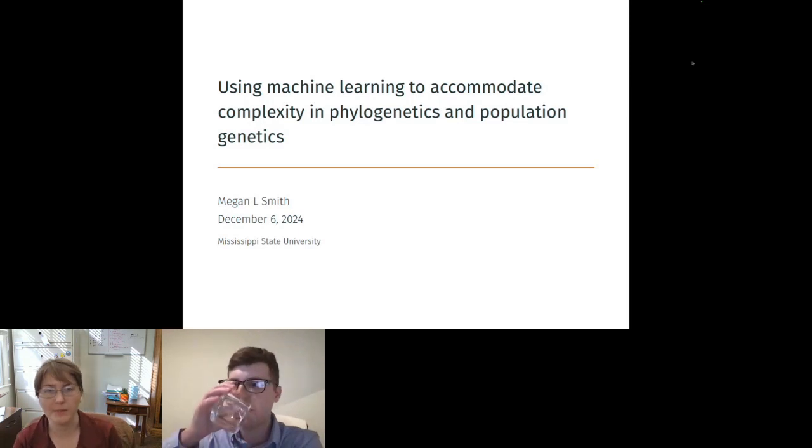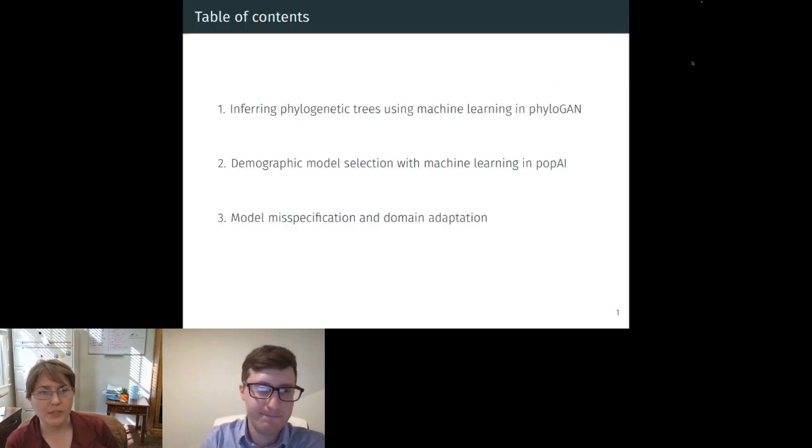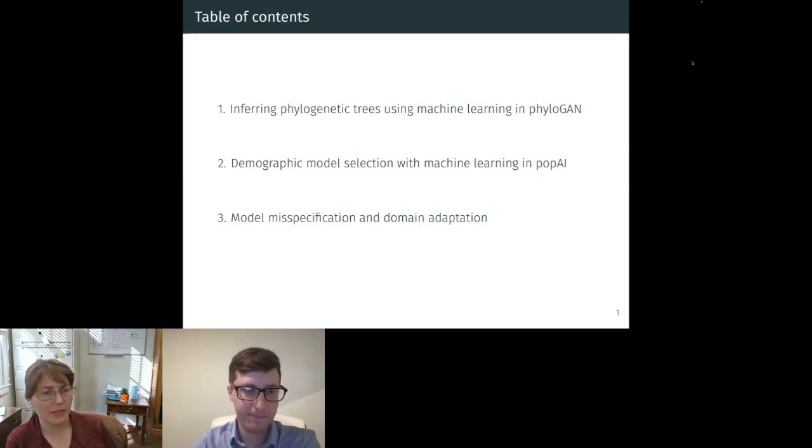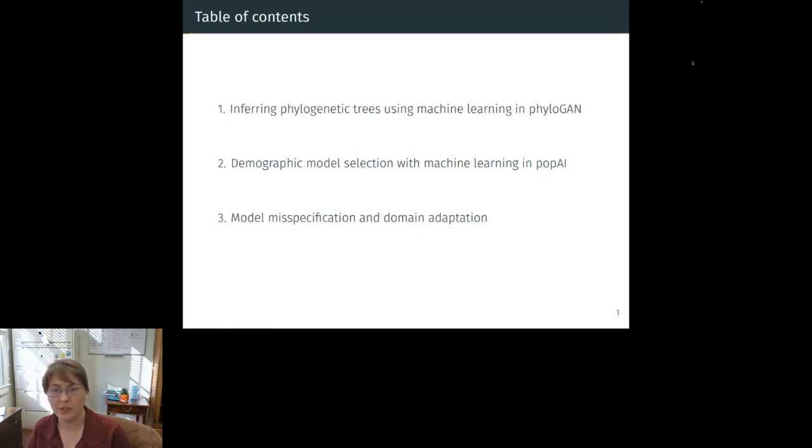I'm going to be talking about how we can use machine learning in phylogenetics and population genetics. So today I'm going to tell you about three different projects. I'm going to start by telling you about some work from my postdoc on trying to infer phylogenetic trees with machine learning approaches. And then I'll talk about some stuff that my lab is working on now with demographic model selection and machine learning. And then finally, I'm going to talk about model misspecification and domain adaptation.